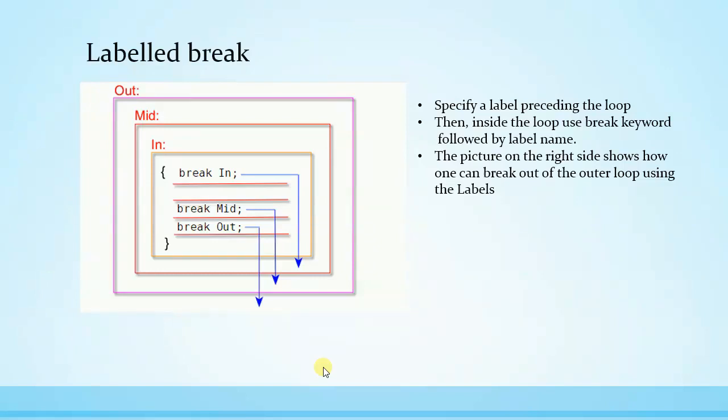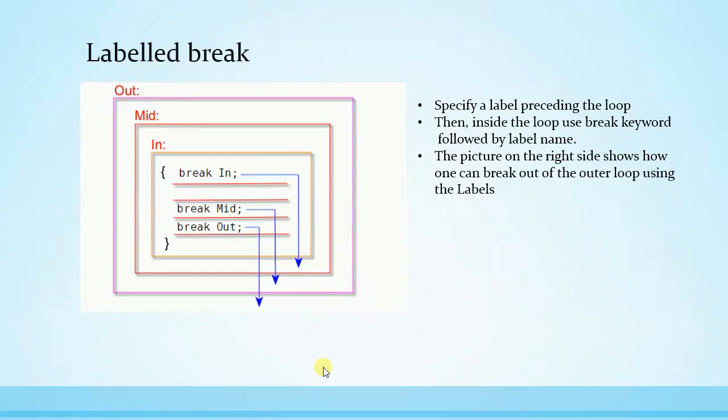Before starting the loop, we should keep a label. You are seeing the outer loop is marked with a label out colon. Then the loop in the middle is marked with a label mid, and the inner loop is with the label in. Inside the inner loop, now we can break out of any loop. The syntax is we place the keyword break, then we place the label here.